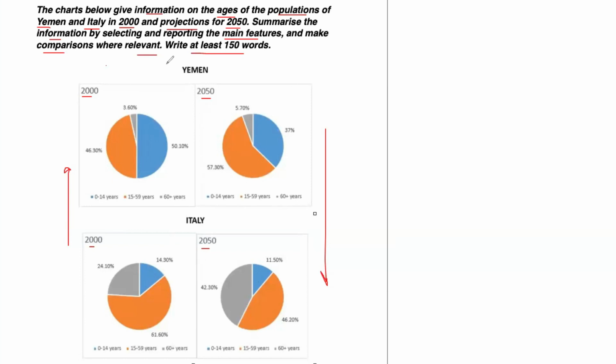So this will allow us to compare data from both Italy and Yemen, while also comparing the data from both years. If we were to group Yemen in one category and Italy in the other, you'd have to spend time comparing 2000 and 2050, and then also comparing Yemen and Italy, and that is just far too much information to include for a 150-word minimum. So I'll take you through it, I'll show you why, but in cases like this, it's usually best to group the years and use those as the significant features rather than the countries.